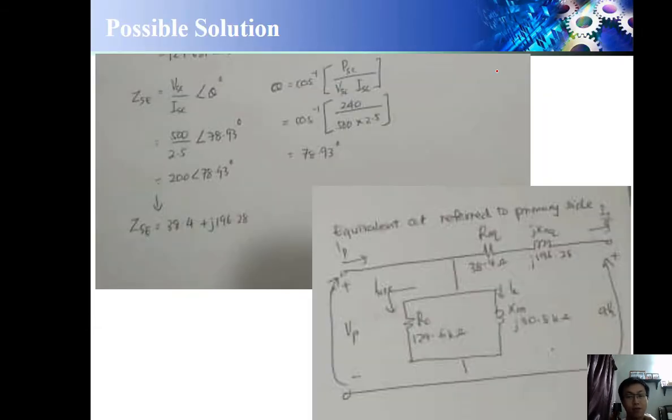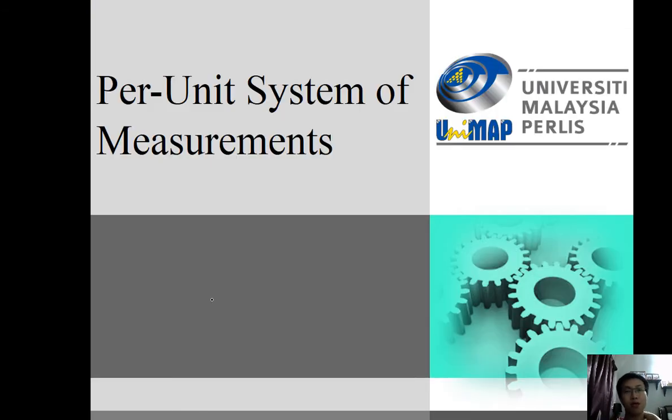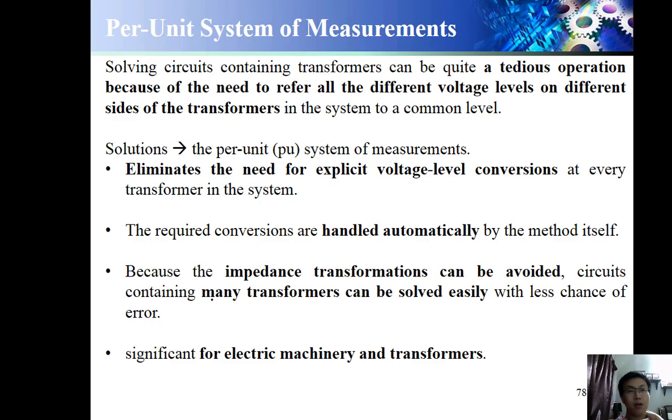Solutions are here. So we'll talk about the per unit system of measurements. Why do we want to study the per unit system of measurement? Solving circuits that contain transformers can be quite a tedious operation, because of the need to refer all the different voltage levels on the different sides of the transformer in the system, which is very complex. That's why we need a per unit system. The solution is we use the per unit system of measurements.